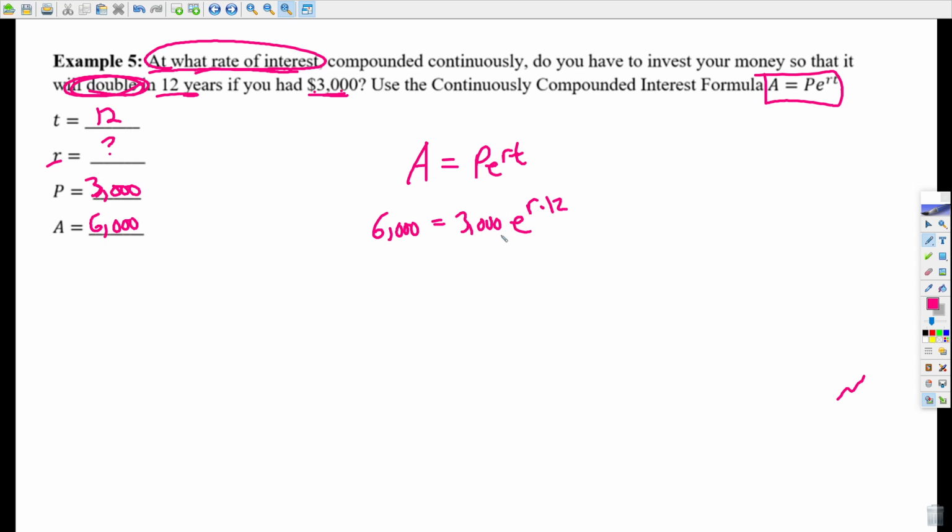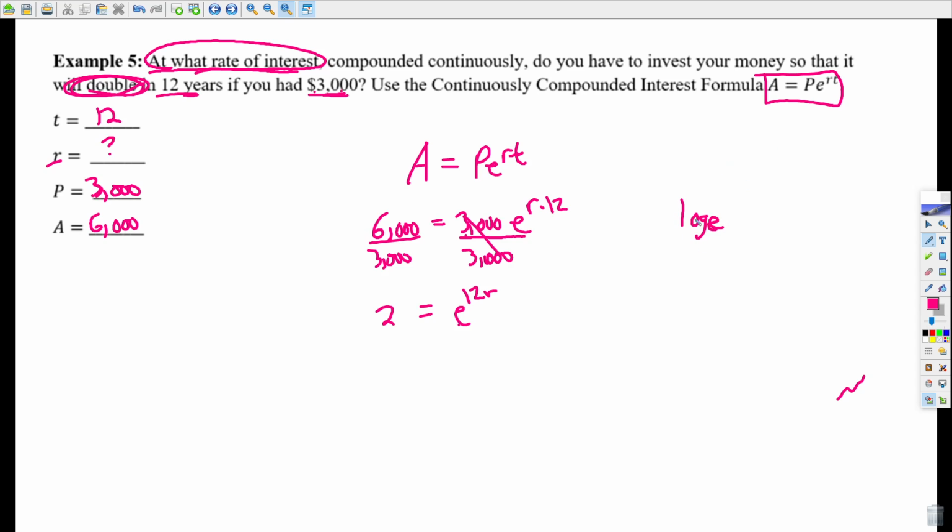So first thing, I'm not going to use logs yet. I'm going to move this 3,000 over by dividing on both sides. That would give you just 2. The other side crosses out. So we get e to the r times 12. I'm just going to make that 12r. Now we're ready to use logs. And you kind of have a choice here. The base that we have to use to bring this 12r down is right here, e. So we're going to use log base e.